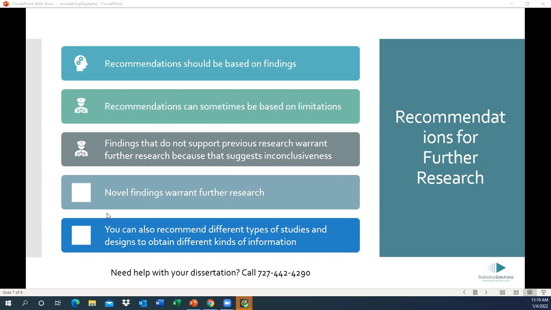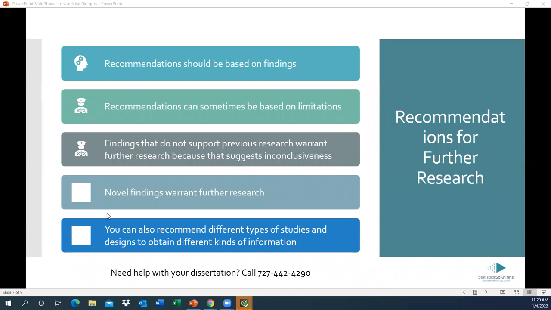You can also recommend different types of studies and different designs to get different kinds of information. If you do that, you should probably explain what kind of information or why it would be important to get that kind of information. So for example, if you want to know more about a topic or a phenomenon, you could recommend maybe a case study, if you didn't conduct one, obviously. Case studies have multiple data sources. So they give us a more comprehensive view of something because they have these multiple data sources.